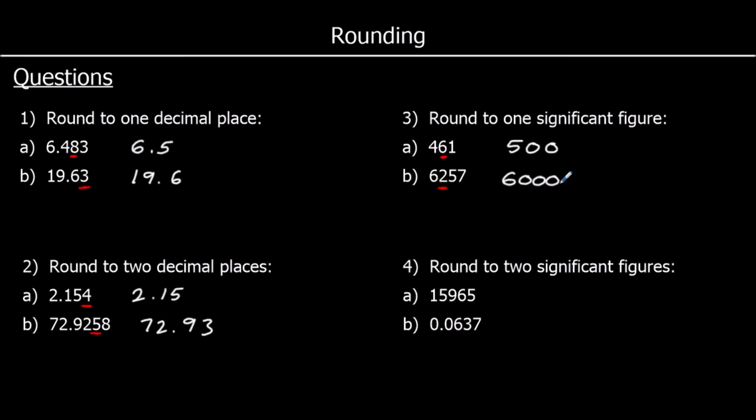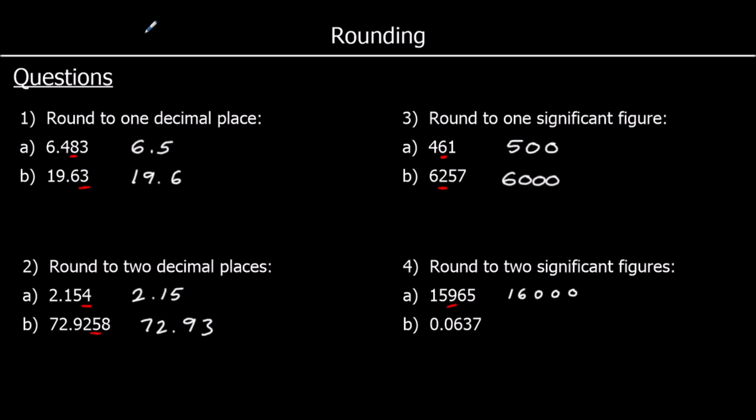And finally, two significant figures. So we start counting at the first non-zero number. So 1, 2. We look at the next one. Is it 5 or above? Yes. So 15,965. 9 is 5 or above, so round up. So 15,000 is going to go to 16,000. Again, it's closer to 16,000 than it is to 15,000.